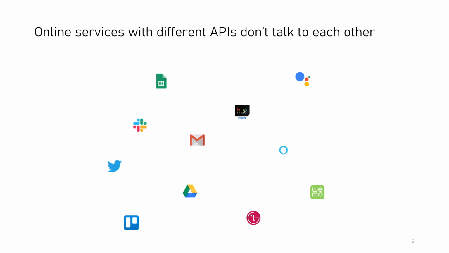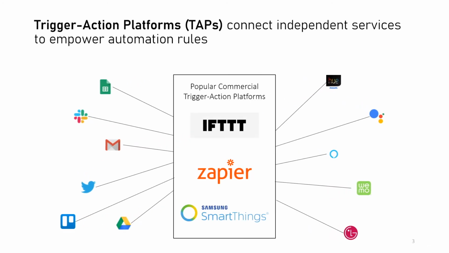Today, Internet users are using more and more online services to manage their digital resources or cyber-physical IoT devices. However, these services are built with different APIs that don't understand or talk to each other. Therefore, we now have a special kind of service which we call the Trigger Action Platform, or TAP. TAPs connect functionalities from different services and perform automatic tasks. They provide a layer of abstraction that enables services to develop APIs independently without worrying about compatibility.